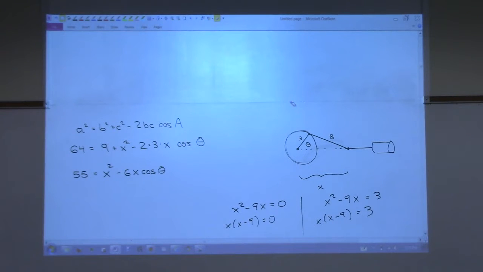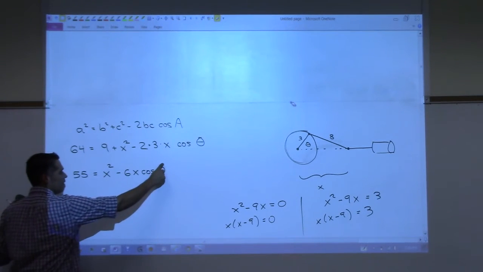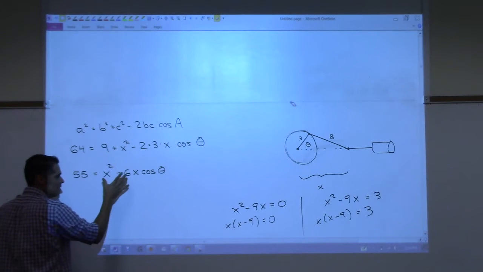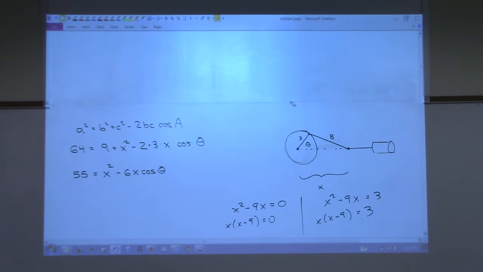Take the root of both sides? We could, that's a legal move. We could take the root of both sides, but if we do the root here, you can't do the root of each of these separately. So it's going to be probably worse than we started with.